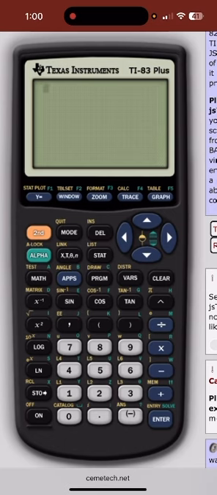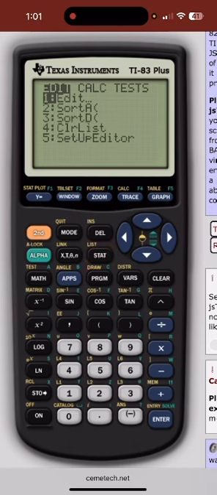Then to look at that data set, I'm going to go to stat. You see the second button in the top left corner; I go right 1, 2, down 1, and there's the stat button. I'm going to hit stat, and I'm going to hit edit.